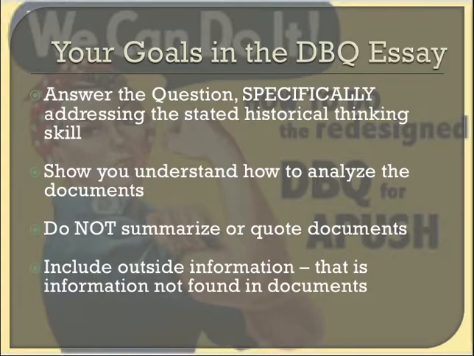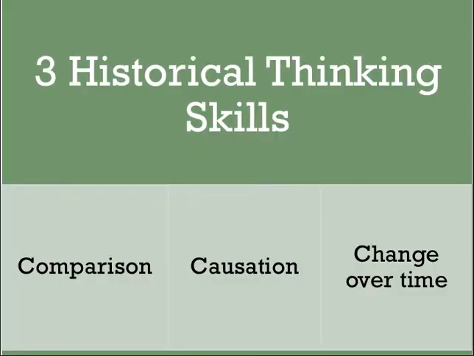You also need to show that you can include outside information that the College Board did not give you in the documents, which is why that outside info point is so important. Okay, so when we write any essay in a history class, you're thinking about it in terms of one of the 3 historical thinking skills: comparison, causation, or change over time. It's essential that when you read the prompt the first, second, or third time, that you identify which skill the question is asking you.